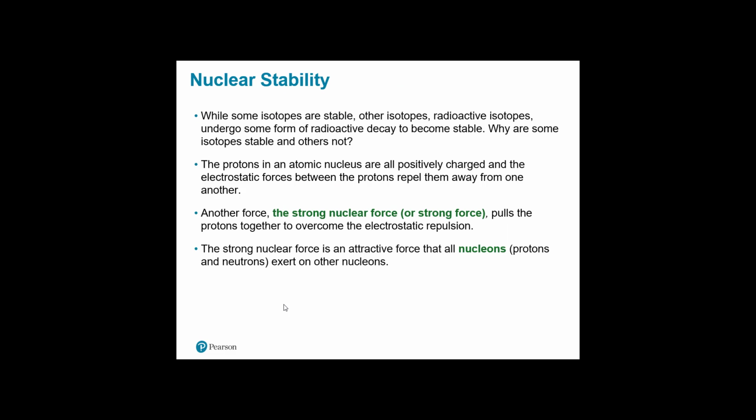All right, so nuclear stability. Why are some isotopes radioactive and others are stable? That's what we're going to look at here: why some of them are stable, some of them are radioactive, and when they are radioactive, what causes them to emit certain radiation over others. And the answer lies pretty much in the ratio of neutrons to protons in the nucleus.